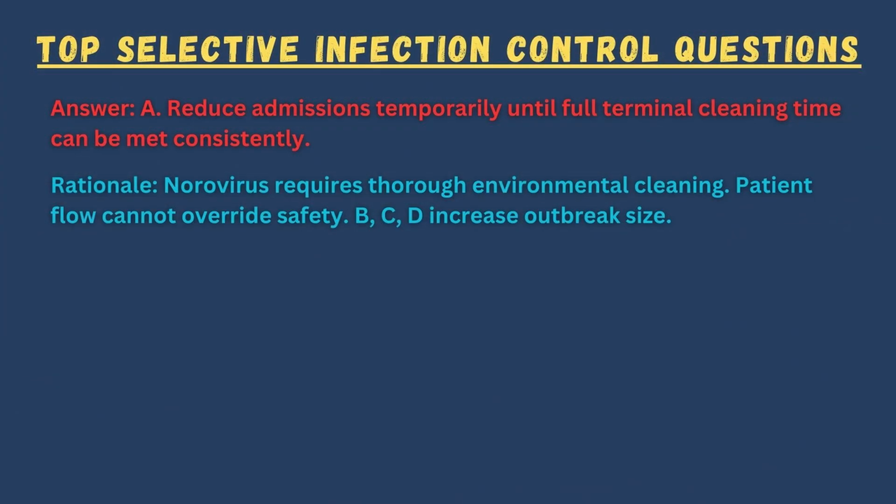Answer. A. Reduce admissions temporarily until full terminal cleaning time can be met consistently. Rationale. Norovirus requires thorough environmental cleaning. Patient flow cannot override safety. B, C, D increase outbreak size.